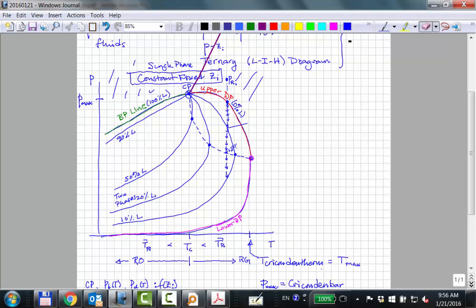I'll just call it RC. Okay? Retrograde condensation. And within that envelope, from the upper dew point, red line, down to the dashed line I've drawn, that's where you see retrograde condensation. That's where you satisfy that decreasing pressure gives increasing amount of liquid. Below there, as you decrease the pressure, the amount of condensation decreases. Okay?